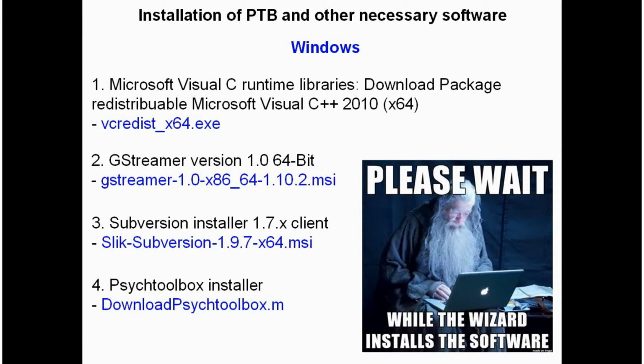Now the installation itself. Let's assume that you install it on Windows. This is my case, and there will be a few important steps. First of all, you have to install Windows Visual C++ runtime libraries. They can be downloaded from the Microsoft web page. You're going to get this kind of installation file. Then you install GStreamer.